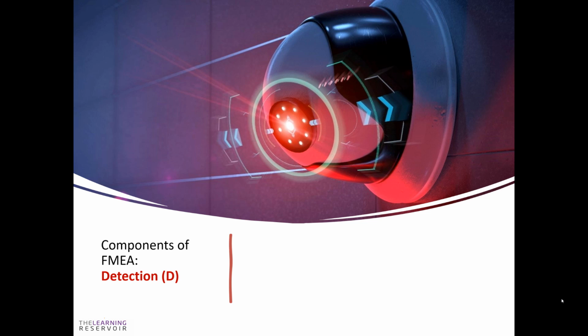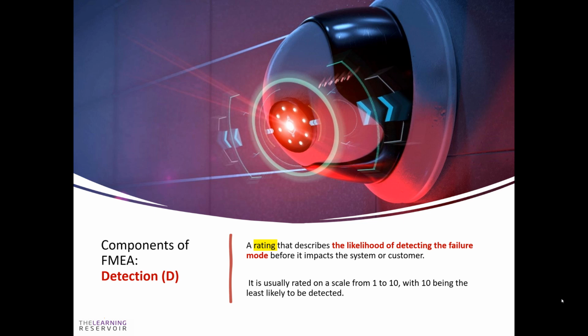The next component of FMEA is the detection. This is a rating that describes the likelihood of detecting the failure mode before it impacts the system or the customer. So in other words, what is the chance that you, who are working the coffee machine, detect that the coffee is cold before you give it to your customer? That's what the detection means. What's the likelihood of detecting the failure mode?